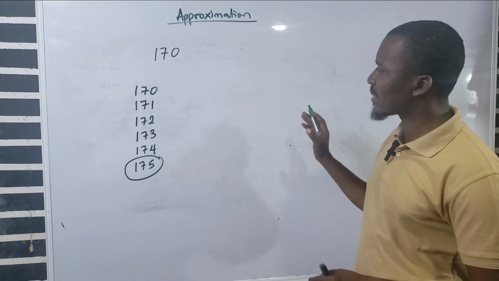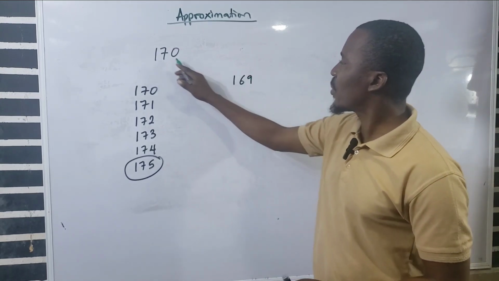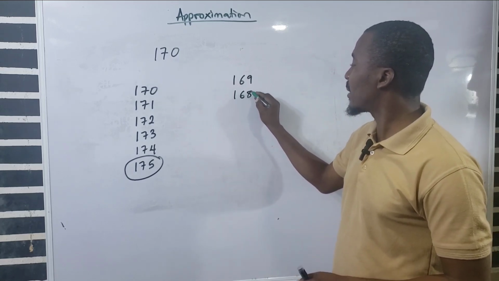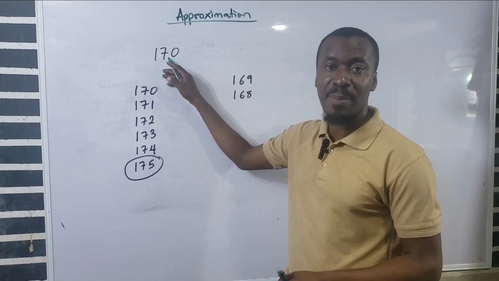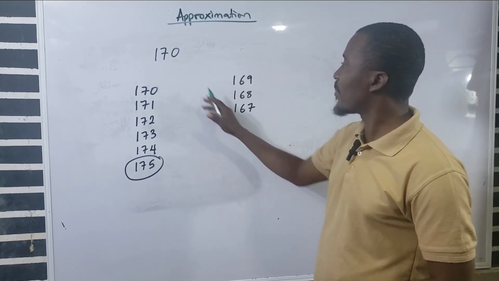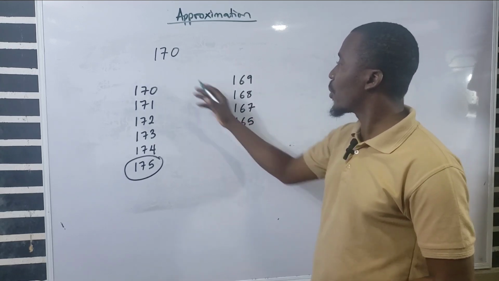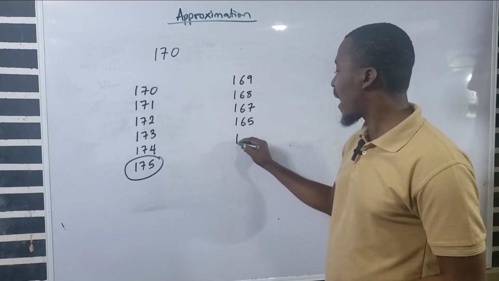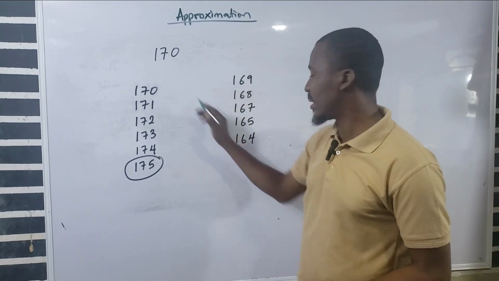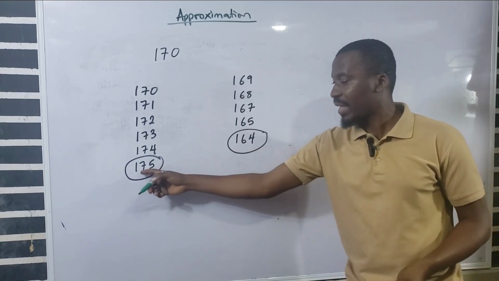Now let us come to the other side of it. If I have 169, I'm going to still have this. If I have 168, I'm going to have this when I approximate to nearest tens. If I have 167, I'm going to have this. If I have 165, I'm going to have this. But if I have 164, nearest tens, I will no longer have this. So this is the boundary again. Of course, we cannot get to this.